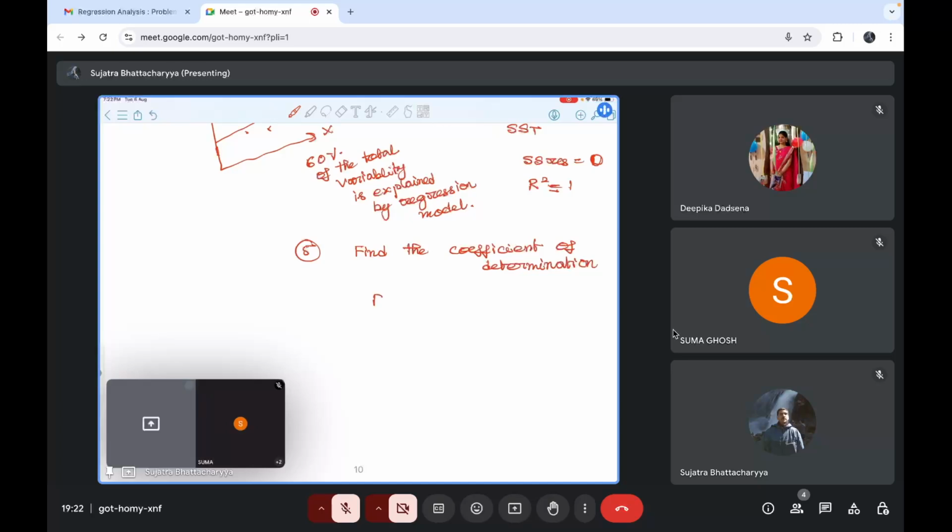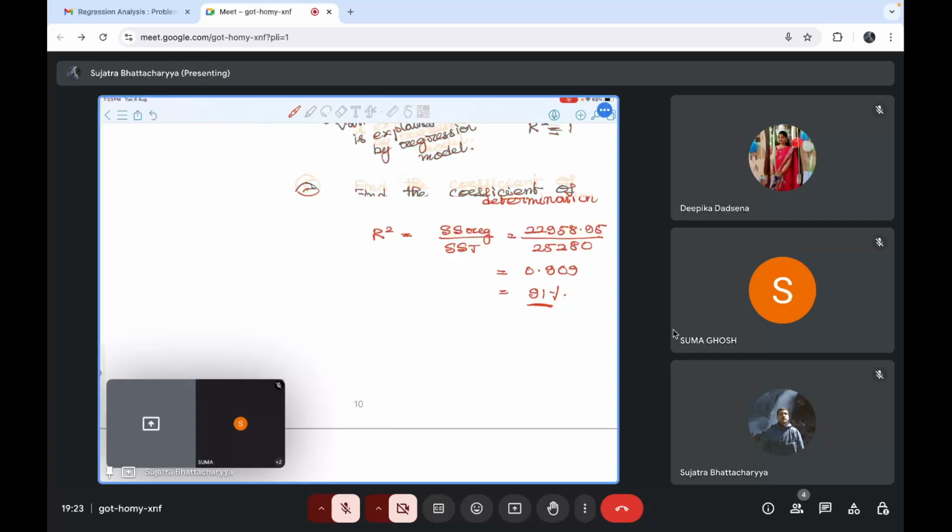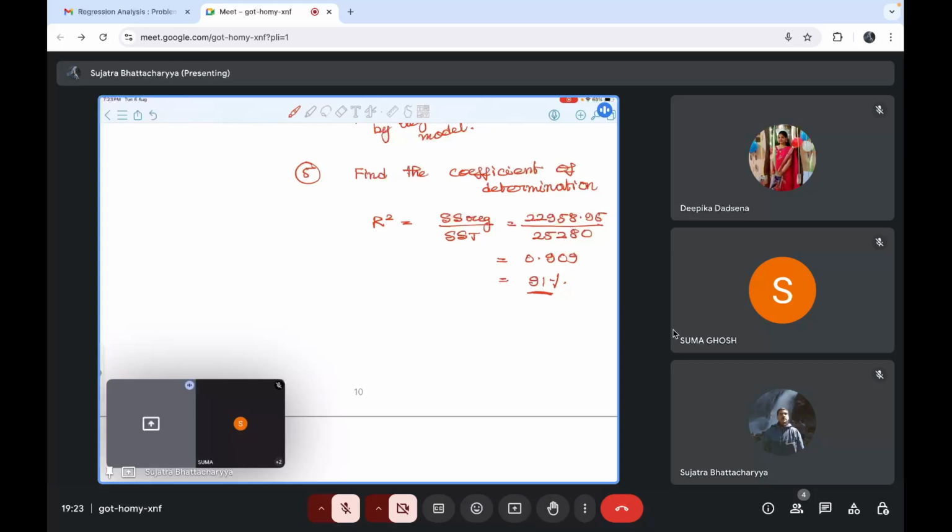You have R square equal to SS regression divided by SST. SS regression we have calculated as 22958.95, divided by SST, which is 25280, which is SSY only, right? So this comes out to be about 0.909. So about 91% of the variability is explained by the regression model. It's quite good. So 91% of the total variability is being explained by the regression model which we have estimated with beta 1 hat and beta naught hat, slope and intercept. Fine. So this completes the concept of coefficient of determination.